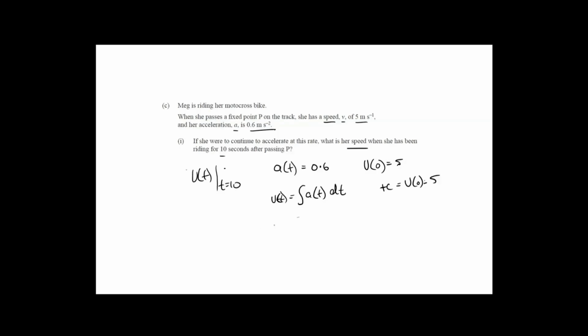So let's integrate this. So we integrate this 0.6 to the power of 1. We're going to divide that by 1, but it's pretty silly to do that. Plus 5. So the velocity with respect to time is going to be 0.6t plus 5. And when we evaluate that when t equals 10, 0.6 times 10 plus 5 is going to be 6 plus 5. So that's going to be 11 meters per second. And meters per second is velocity, so we're good.